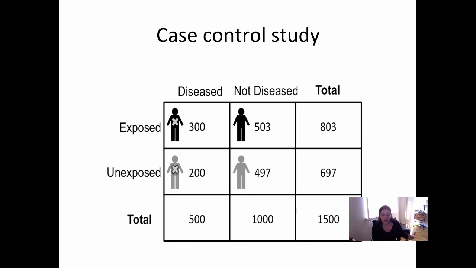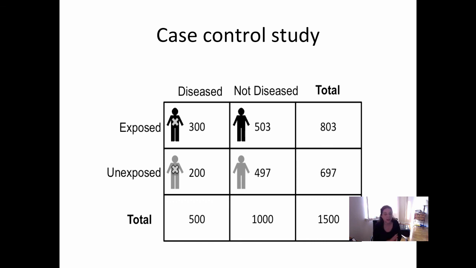So for that same reason, if we did conditional risks, such as the conditional risk of disease among the exposed, 300 over 803, or the conditional risk of disease among the unexposed, 200 over 697, again, those parameters don't have any relation at all to population parameters of interest. So the ratio of those two risks also would be meaningless. You could estimate that parameter, but it would have no interpretation at all.